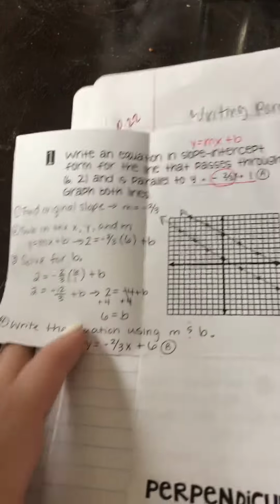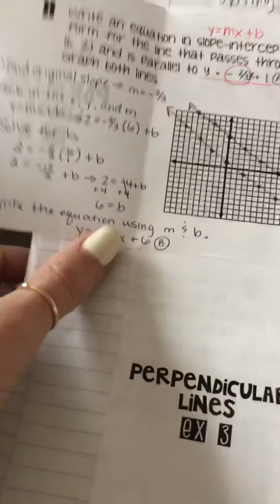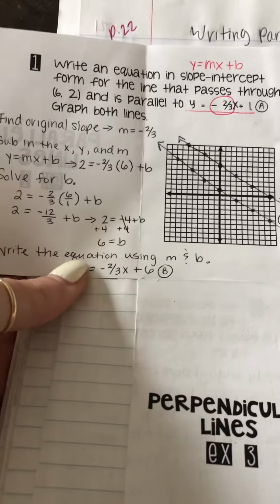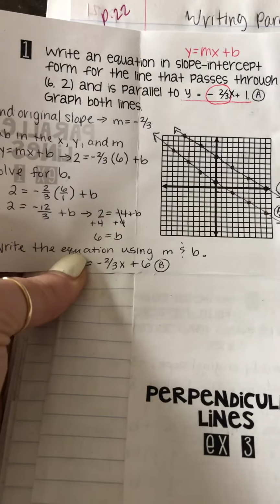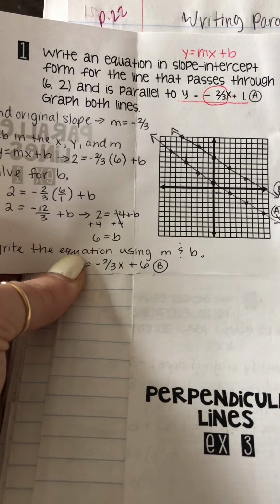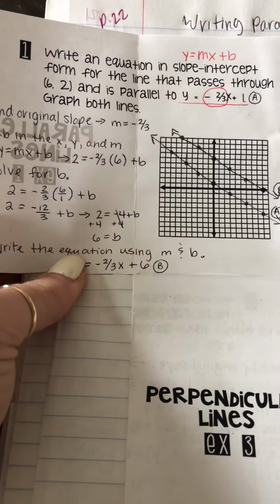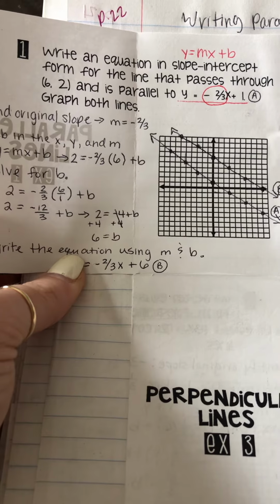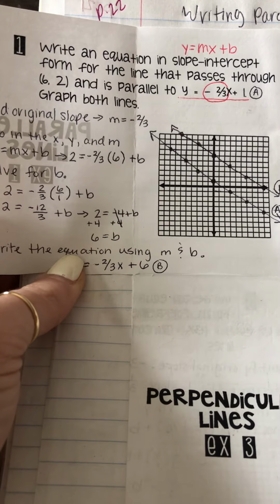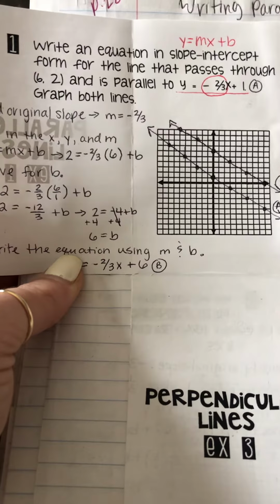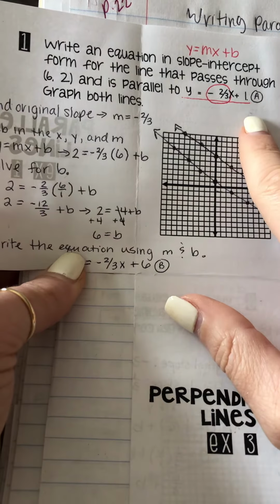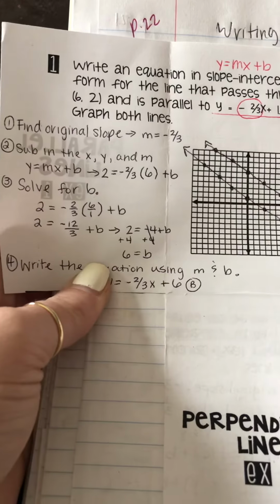All right. So first thing we have is the question is asking us to write an equation in slope-intercept form, which is our y equals mx plus b, for the line that passes through (6, 2), that's our point, and is parallel to y equals negative 2/3 x plus 1. And then it says to graph both lines. We've already done all of this, but we're just going to review.